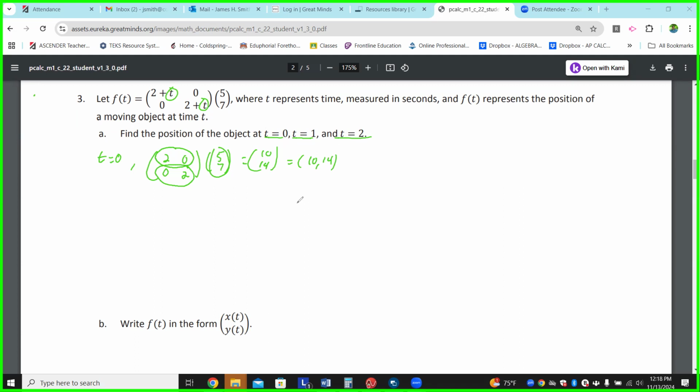Questions on that? So do it for t equals 1 and t equals 2 real quick to make sure you understand how to do that. And then we'll add continuous step to this.